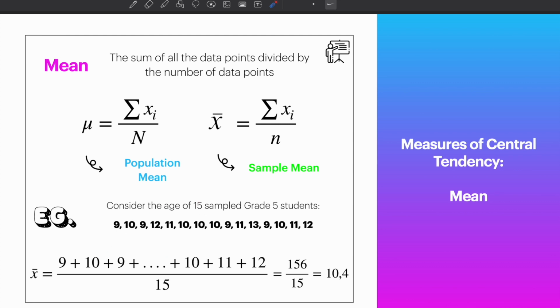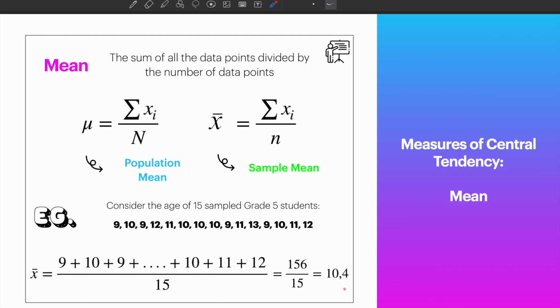Since this is a sample, we use x bar, and then what we do is we sum all of the x's, and your x's here would be your 9, this 10, the 9, the 12, the 11, the 10, the 10, and so on up until you get to this 10, then your 11, then your 12, and then what you do is you divide by n. This is going to be a small n because this is from a sample. What you get is 10.4.